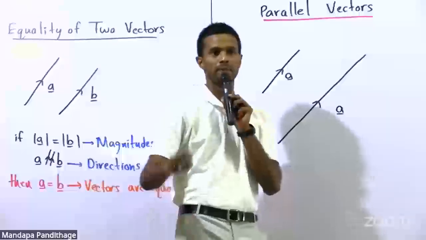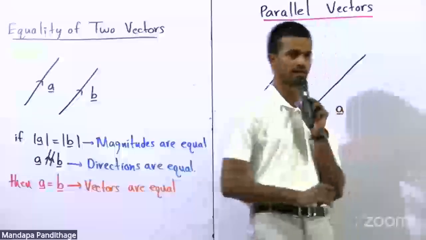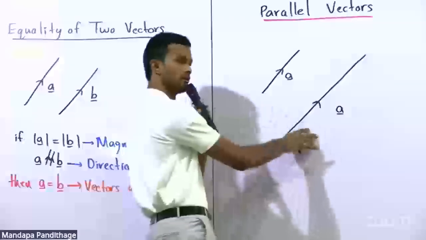Okay, so here this is 50% correct. Why is it 50% correct? Because the direction is correct. But I know the magnitude is wrong.